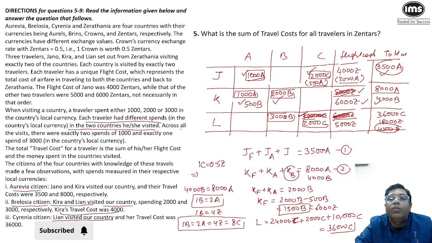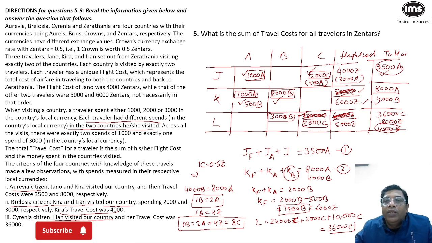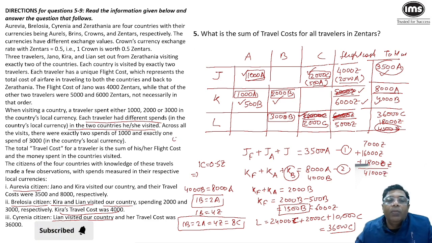Look at the first question of this set. What is the sum of travel costs for all travelers in Gentas? So in terms of Gentas, what is the total cost? So I think for 3,500 A J spending, that will become 7,000 Z, plus 8,000 A will become 16,000 Z, plus 6,000 C means 18,000 Z. So that will be the total travel spend. 18,000 plus 16,000 plus 7,000 is 41,000 Z. So I think for question number 5, our answer will be 41,000 Z.